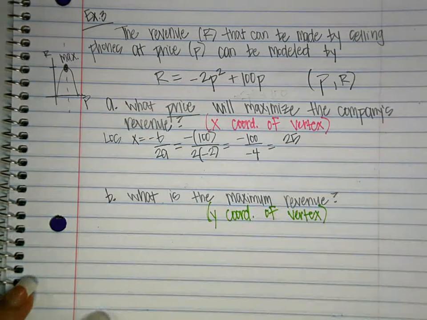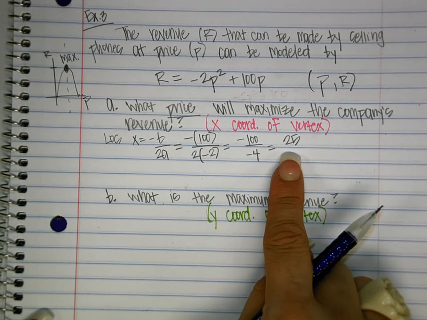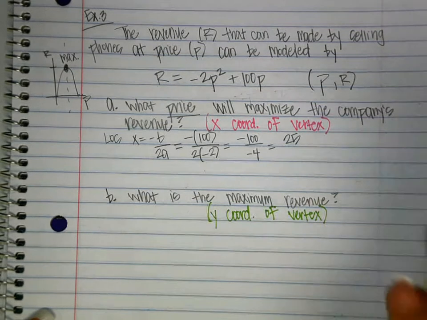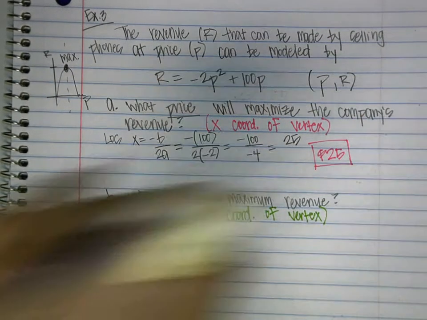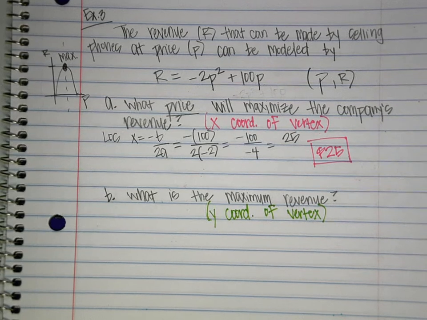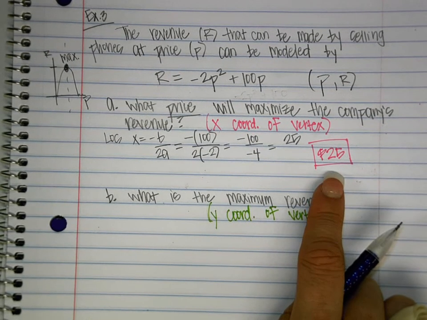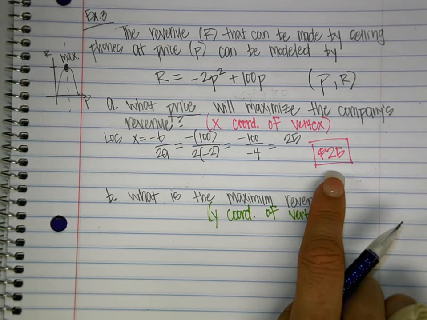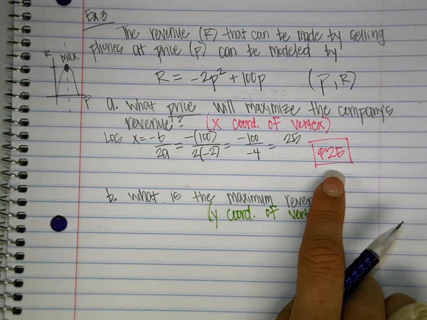So what does that tell you? What price will maximize the company's revenue? 25 what? Probably dollars. So if I sell these phones at $25, that is the best price for them. We all wish that we had $25 phones. If a company sold phones for $25, a lot of us would probably buy them, right? So this kind of makes sense. Everyone would buy them. Whereas if your phones are, well, they might not be very good. Good point.